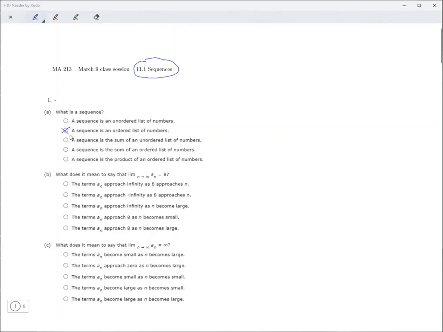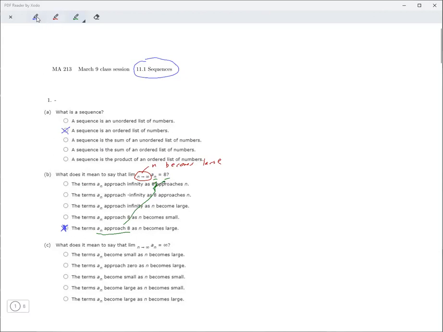And then what does it mean to say the limit as n goes to infinity of a sub n equals 8? That means that the terms approach 8 as n becomes large. Okay, so n going to infinity means n becomes large. And the terms approach 8, okay? So that's what that means.